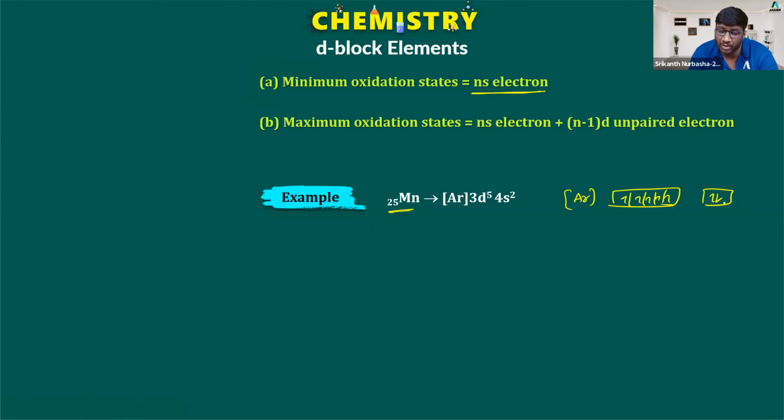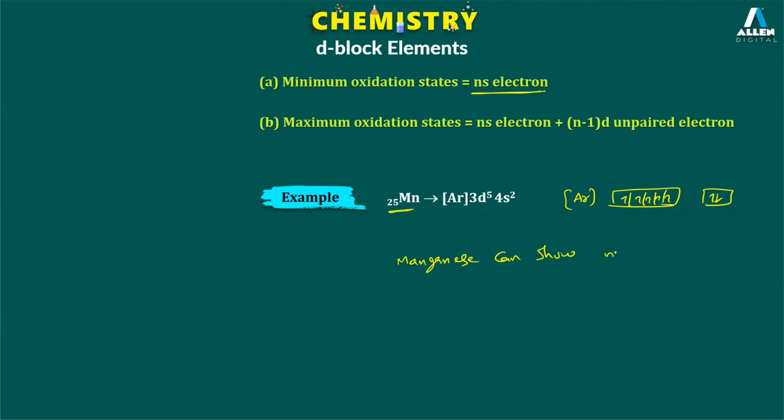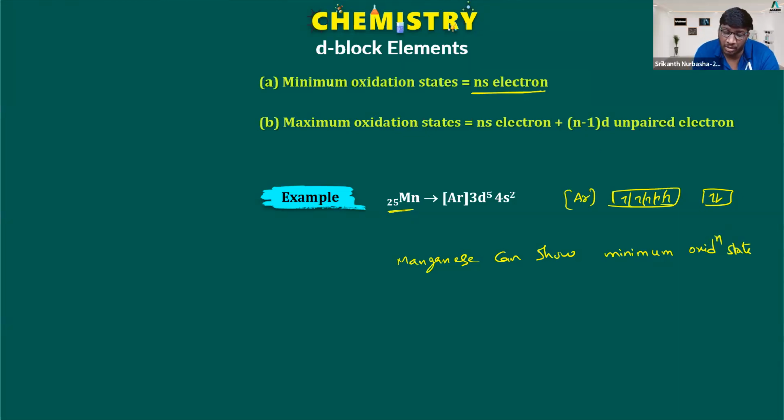Manganese can show a minimum oxidation state of... Seven. Minimum or maximum, Prachi? Maximum 7. Minimum 2. Yeah, very good. The minimum oxidation state is equal to the ns electrons. How many ns electrons are there? 4s2. So the minimum oxidation state is equal to 2.